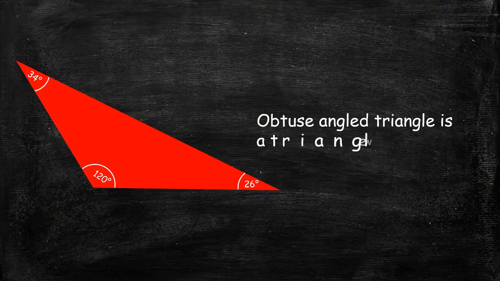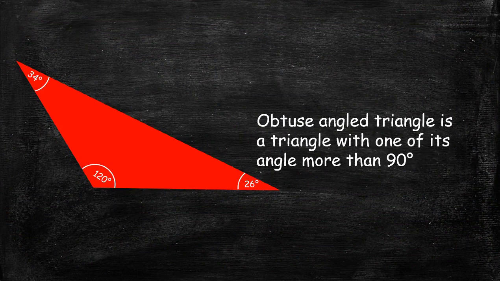Now an obtuse angle triangle is a triangle with one of its angles more than 90 degrees. Then you can see this 120 degrees is the measurement of this angle. So no other angle besides this angle can be more than 90 degrees because the sum of the angles of any triangle is 180 degrees.